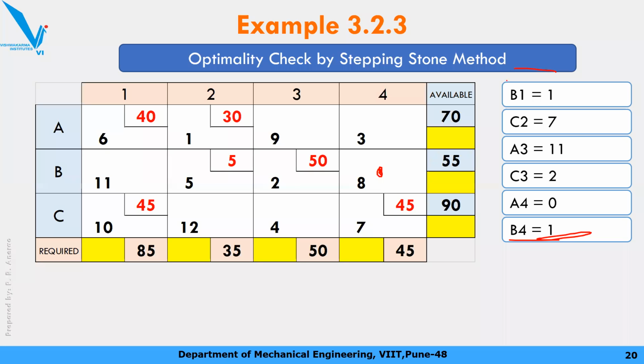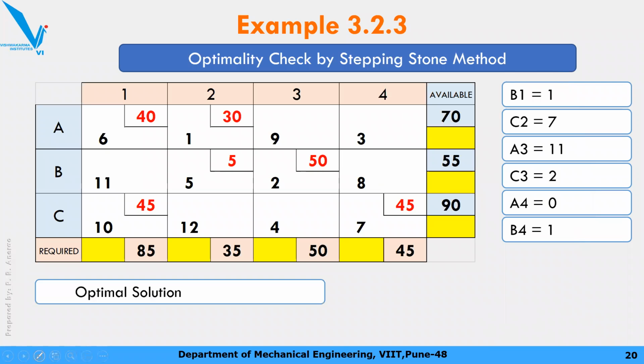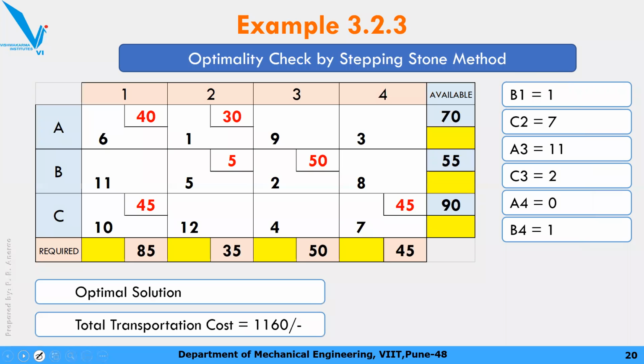If you observe all the improvement indices, all are positive numbers. That means there is no scope for further minimizing the transportation cost. So that's it. This will be your final, optimal solution. Total transportation cost is 1160. Do this calculation for transportation cost: 6 into 40 plus 1 into 30 plus 5 into 5 plus 2 into 50 plus 7 into 45 plus 10 into 45. That will be your total transportation cost.